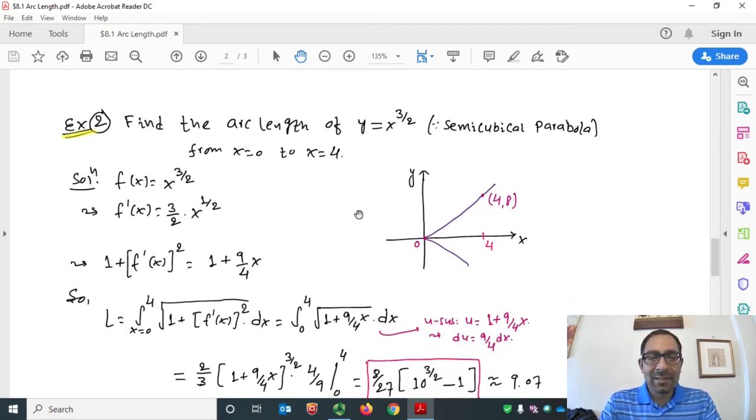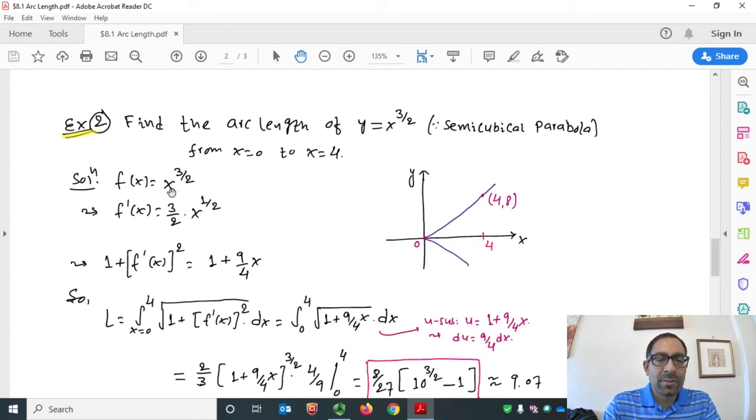Find the arc length of the curve given by y equals x to the power 3/2 from x equals 0 to 4. The curve is a semi-cubical parabola, which is this curve, and we are only interested in finding the length from x equals 0 to 4, so only this much. So begin the solution, start by taking derivatives.